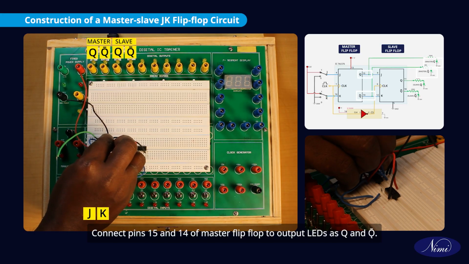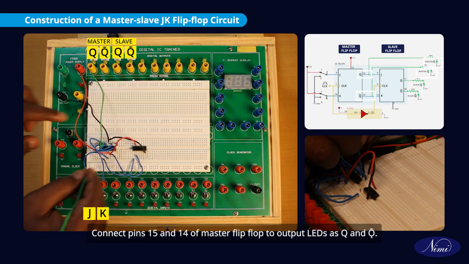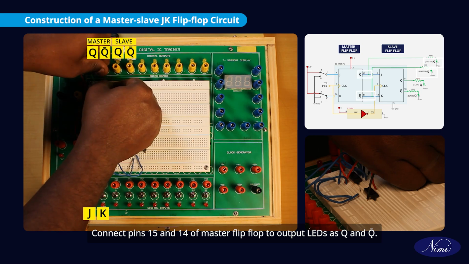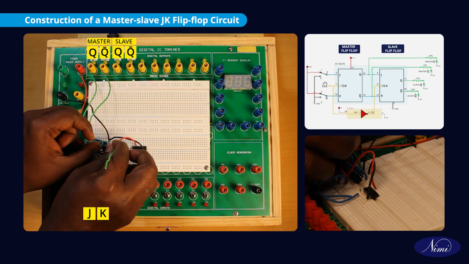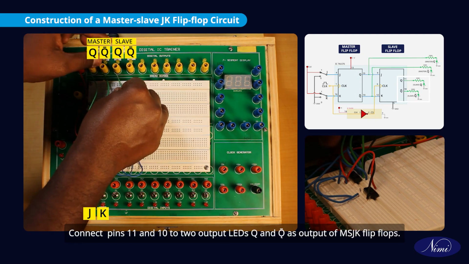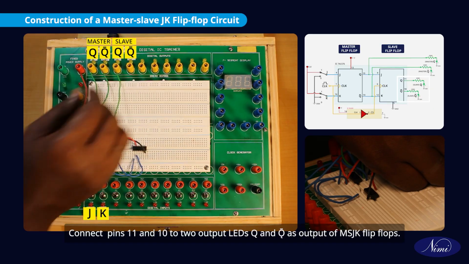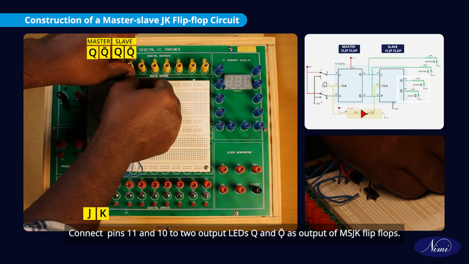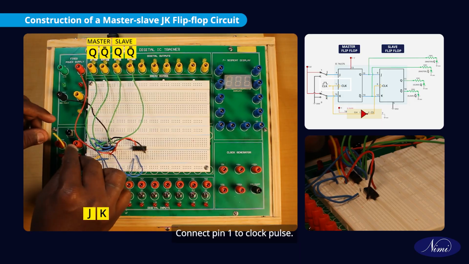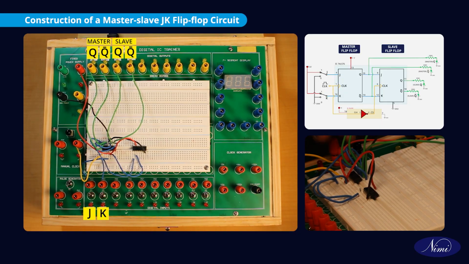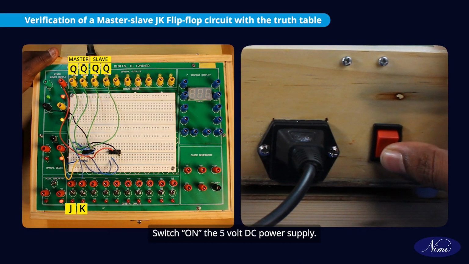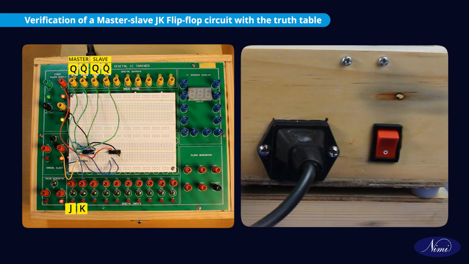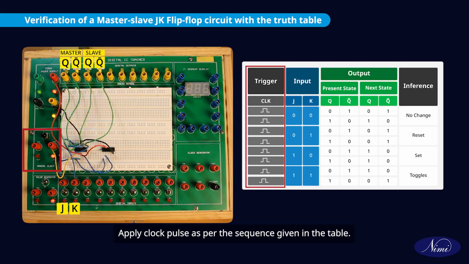Connect pins 15 and 14 of master flip-flop to output LEDs as Q and Q bar. Connect pins 11 and 10 to two output LEDs Q and Q bar as output of MSJK flip-flops. Connect pin 1 to clock pulse. Switch on the 5 volt DC power supply. Apply clock pulse as per the sequence given in the table.